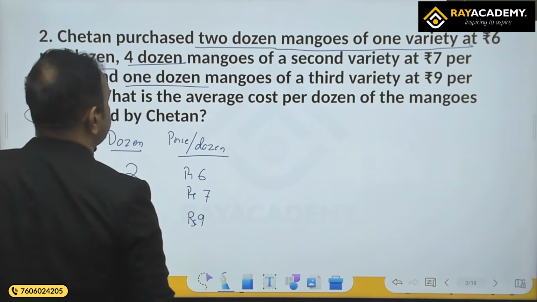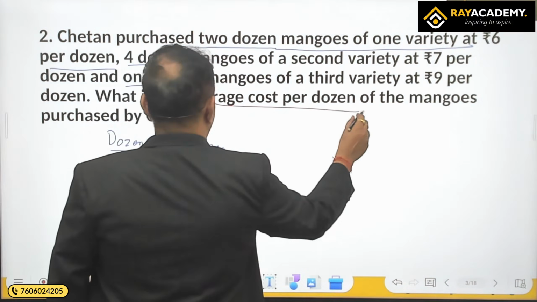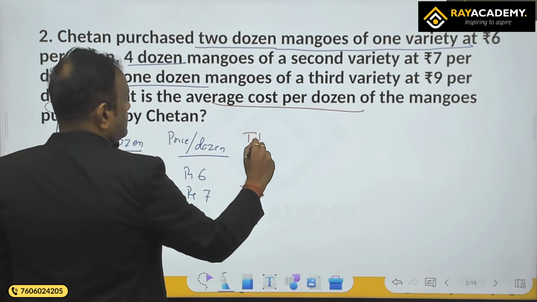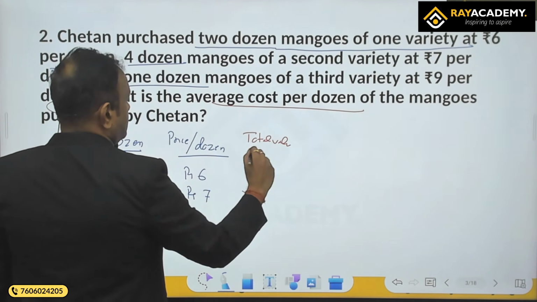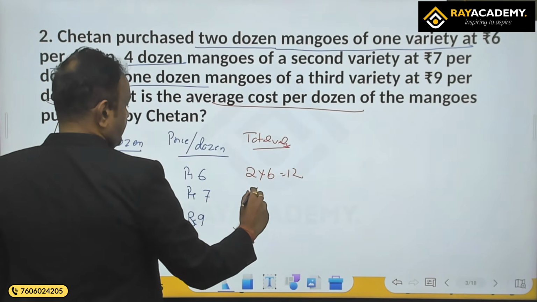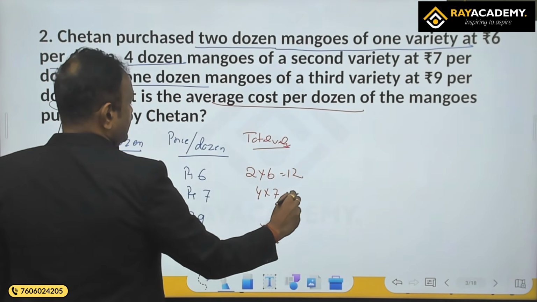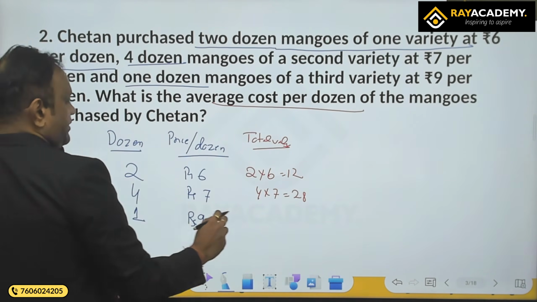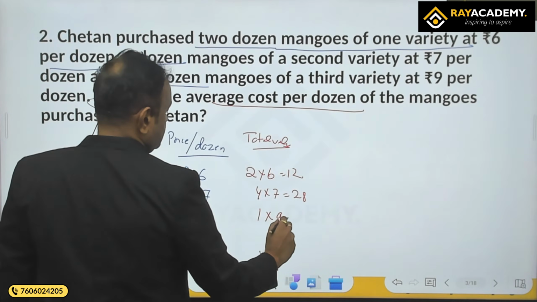Okay, then what's the average cost per dozen? So what will we do? First we find the total value. Total value is 2 into 6, that is 12. 4 into 7, that is 28. Okay, and 1 into 9, that is 9.